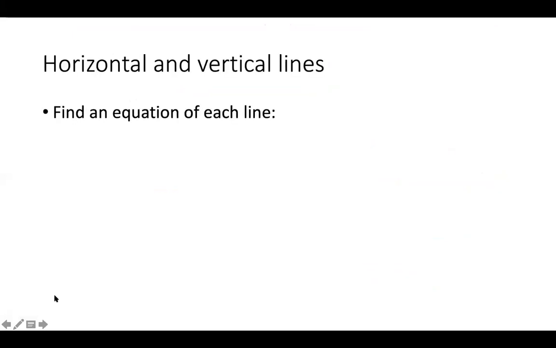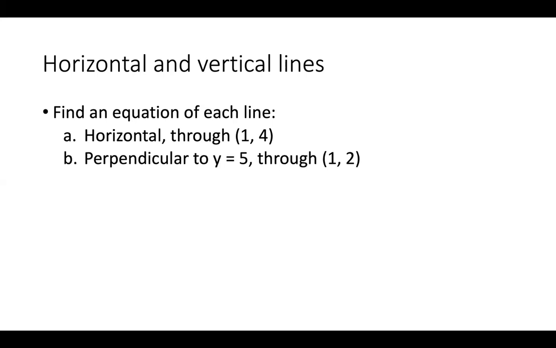Okay, so the next thing is some more with horizontal and vertical lines. We've done a little bit with horizontal and vertical lines, I think, for the last 3 or 4 sections now. So in this problem, we're going to find an equation of each line. The first one is a horizontal line through the point 1, 4. And then the second one's kind of fun. A line that is perpendicular to the line y equals 5, passing through the point 1, 2. So back to the tablet.